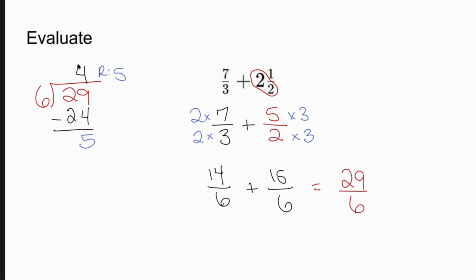How do I turn that into a mixed number? The 4 becomes your whole number that lives out in front. The remainder becomes your numerator, and the old denominator of 6 doesn't change, so that stays 6, and we end up with 4 5/6.